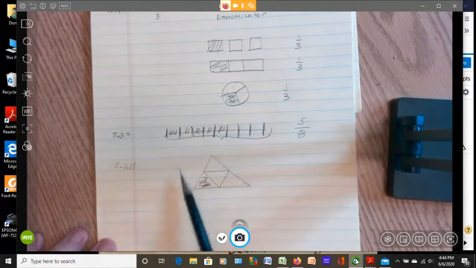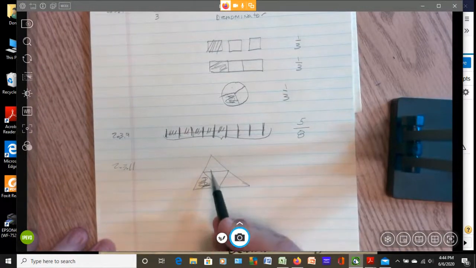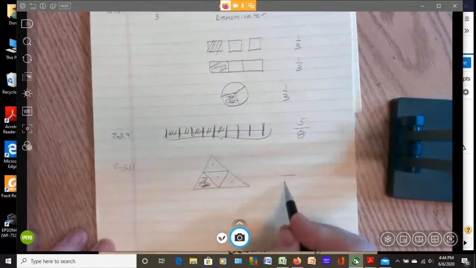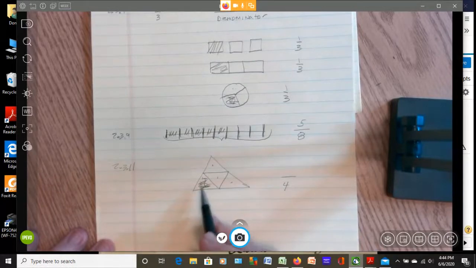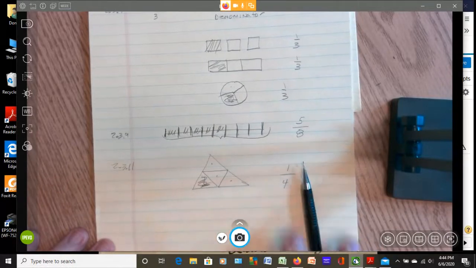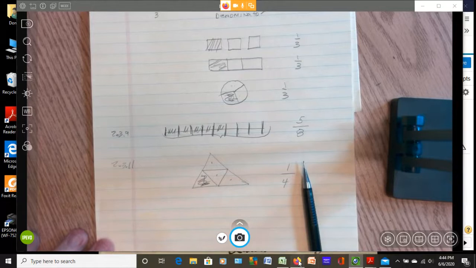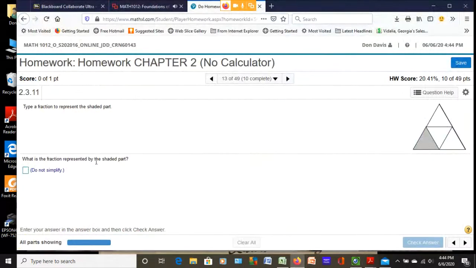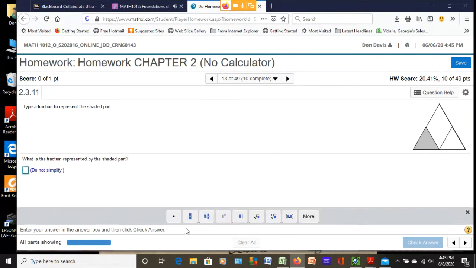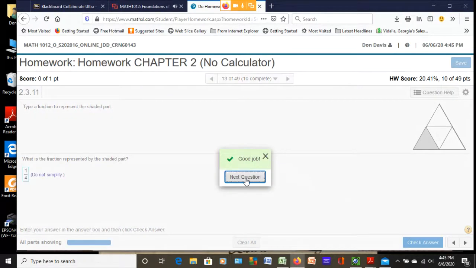Here's my entire triangle. And how many smaller triangles are there in here? 1, 2, 3, 4. Altogether, there are 4. How many of them are shaded? 1. Okay, 1 out of 4. And what is the fraction represented by the shaded part? 1 out of 4. Okay, and they want us to use this. So we're going to put 1, 4. Check our answer. We did a good job.